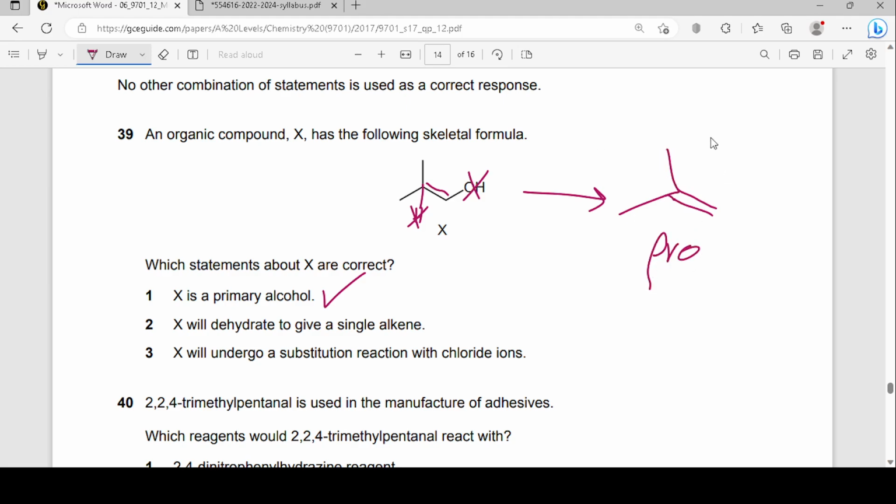Wait, I think I'm wrong actually. But yes, you are. One, two, three. So one, two, three.